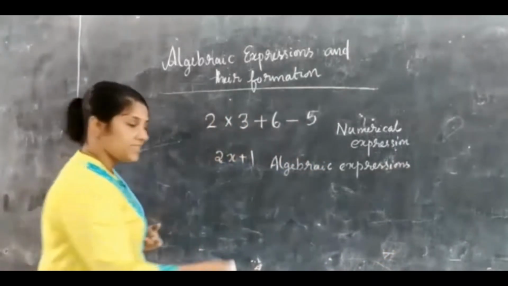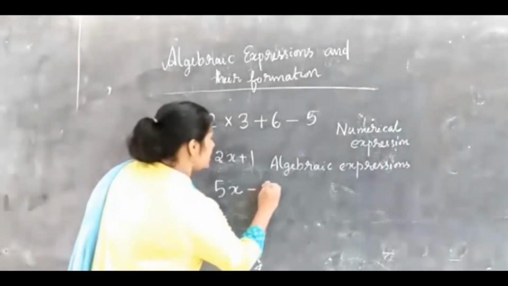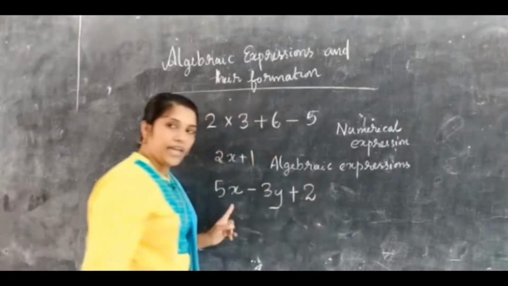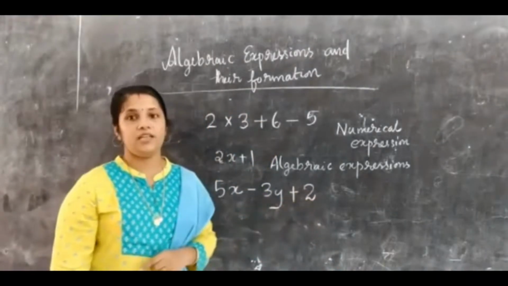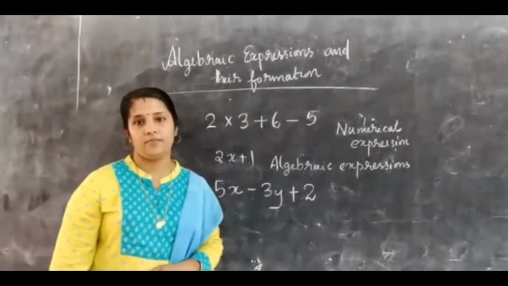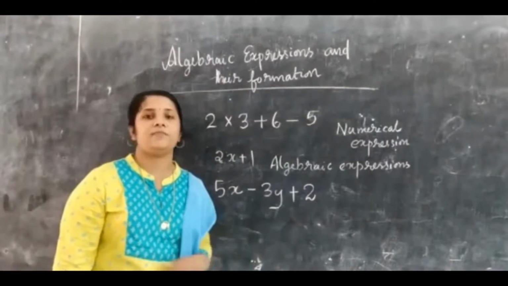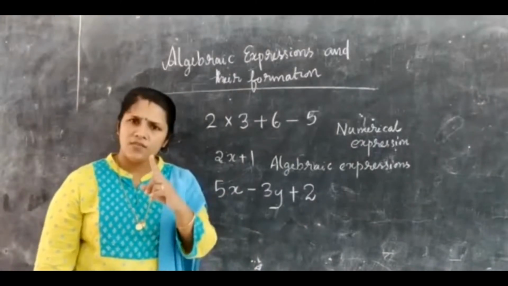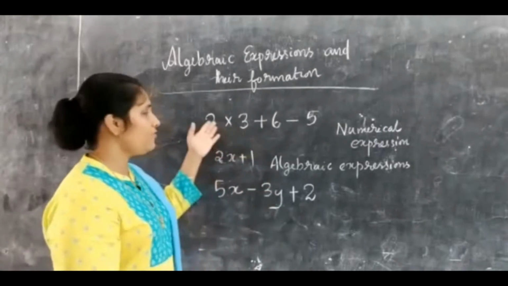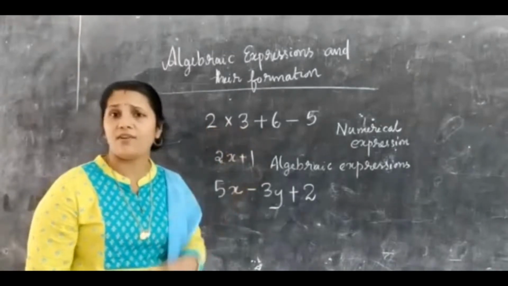I can write another example. 5x minus 3y plus 2. In this algebraic expression, you can find two variables, x and y. Right? This is also an algebraic expression. There is only one difference between these. What was that? You can find the answer for a numerical expression directly using our rule.